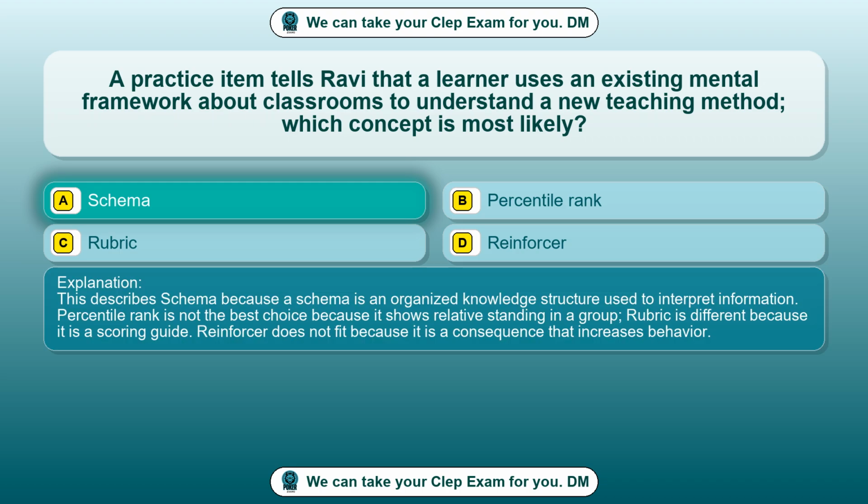This describes schema because a schema is an organized knowledge structure used to interpret information. Percentile rank is not the best choice because it shows relative standing in a group. Rubric is different because it is a scoring guide. Reinforcer does not fit because it is a consequence that increases behavior.